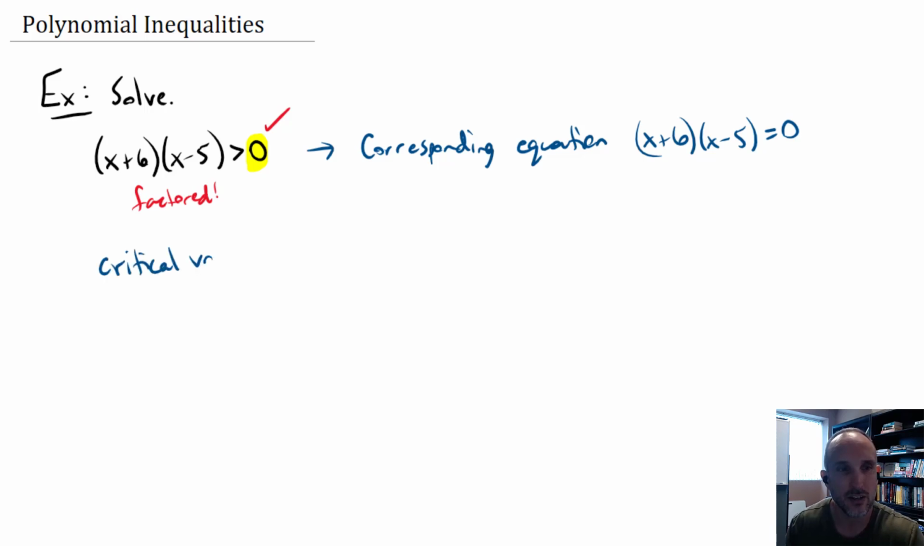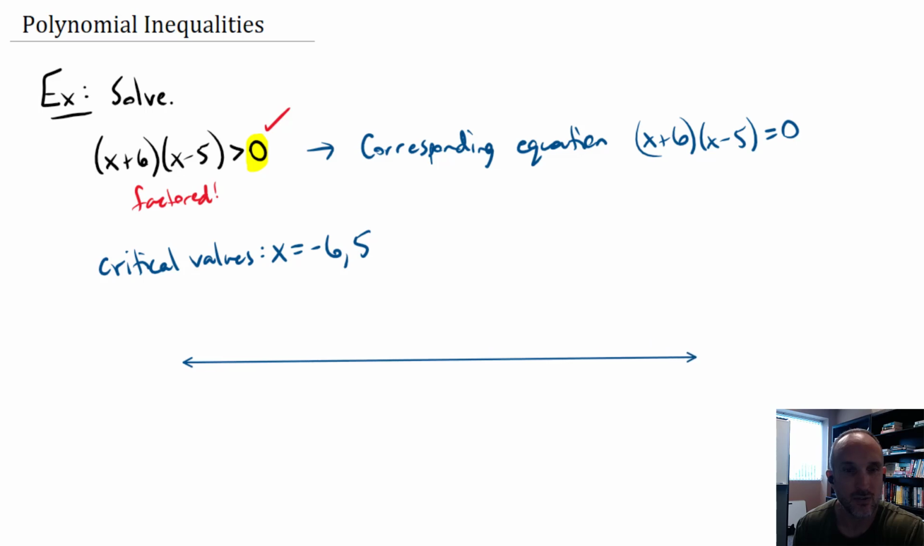So the critical values here come from the corresponding equation. They are, well, x plus 6, if that is 0, x equals negative 6. And if x minus 5 is equal to 0, we get positive 5. So those are the critical values. And what we're going to do with those is put them on a number line.